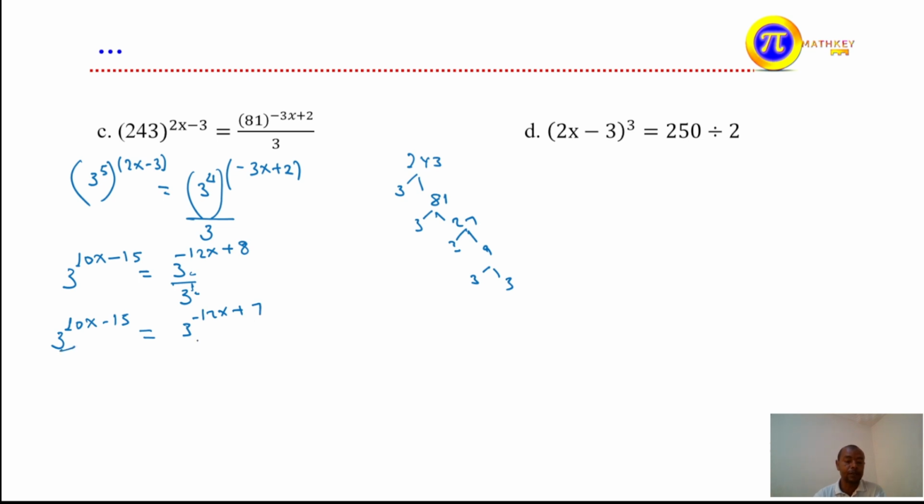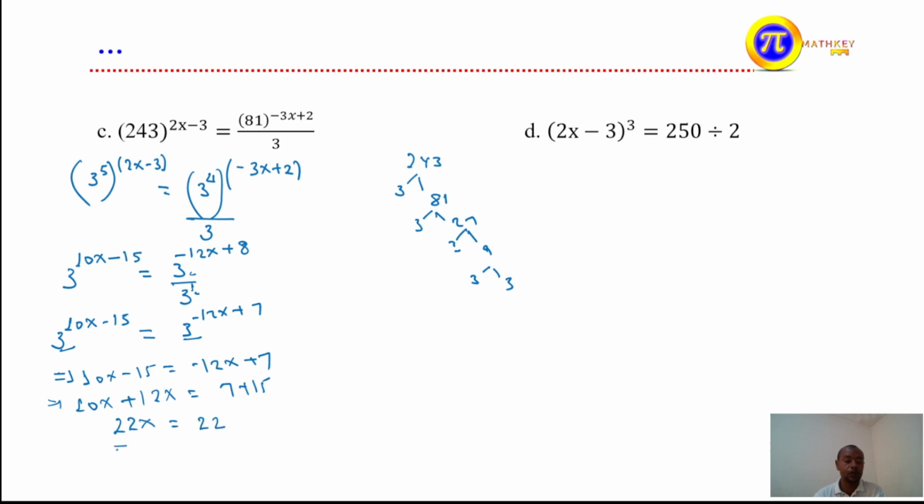Now they have the same base. If that's so, we equate the exponents. This implies that 10x minus 15 is equal to negative 12x plus 7. Now collect like terms, the variable together and the constant together: 10x plus 12x is equal to 7 plus 15. 10x plus 12x is 22x, which is equal to 7 plus 15, that is 22.